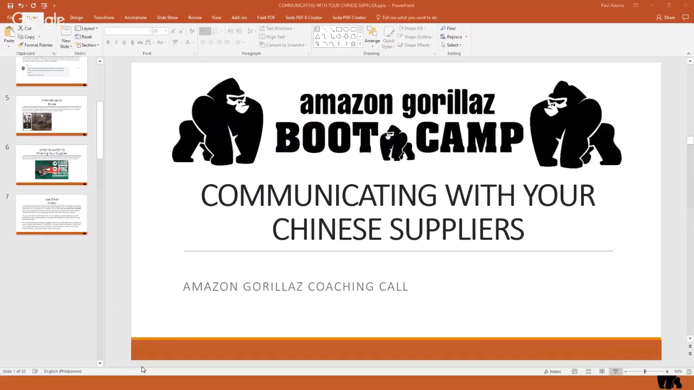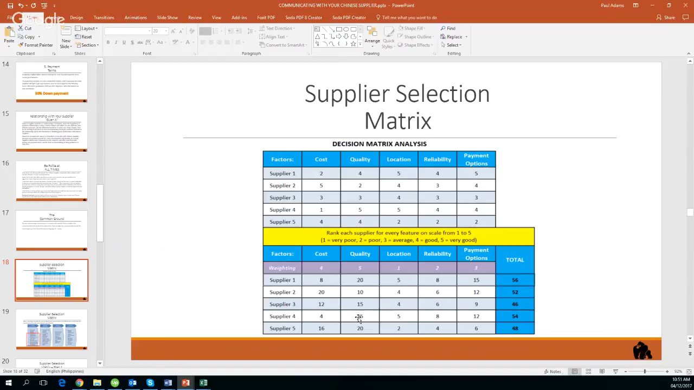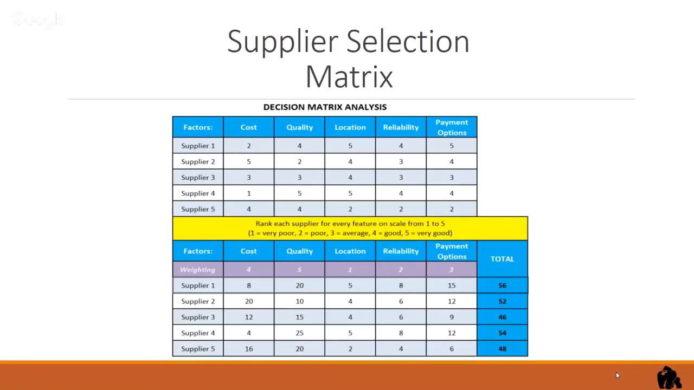I just want to switch tack slightly. And I'm going to go into the supplier selection matrix. Okay, so I've got a few slides here that we're going to cover. And this is basically what it looks like.